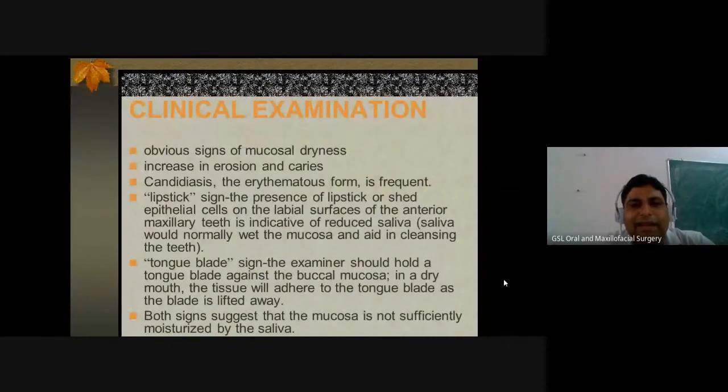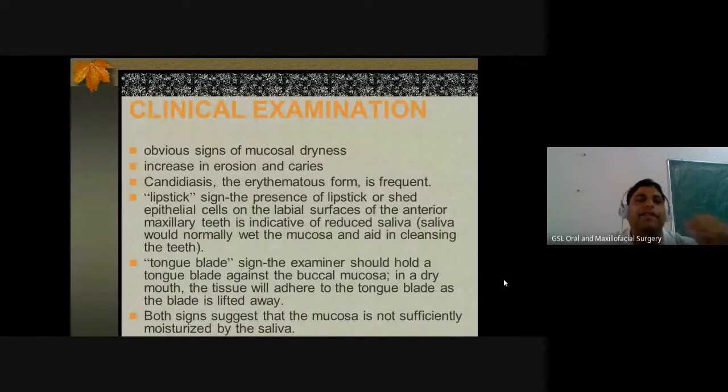A small clinical examination: how do you see if you do not have a sufficient amount of saliva? Patients usually show mucosal dryness. There will be an increase in erosion, caries, and candidiasis. There's a sign known as the lipstick sign, where you see the patient has lipstick left over onto the teeth. Saliva usually removes whatever substances are present on the teeth, but if it is decreased, then you will see this sign.